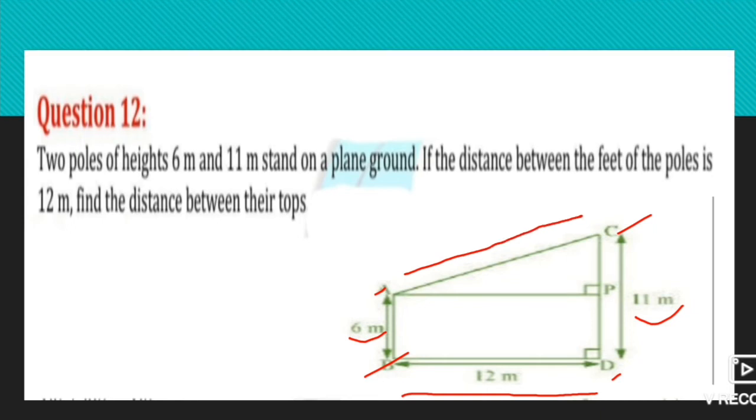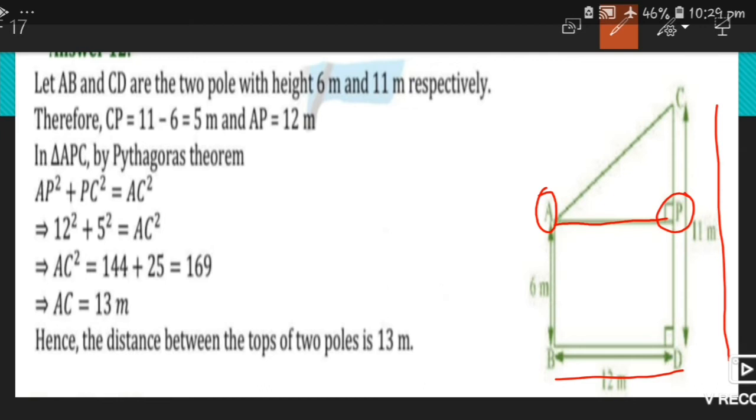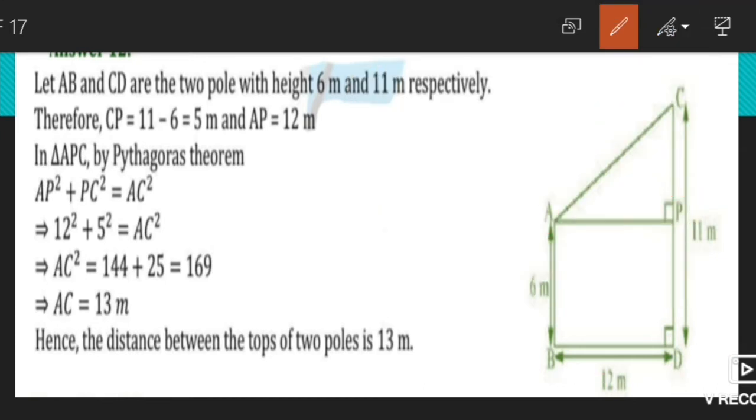So let's check this solution. Here, as you can see, if from the point A you draw a line parallel to BD, it will intersect the line CD at the point P. Now you can say that this AB length and this PD length are equal. That means if AB is 6 meter, PD is also 6 meter.